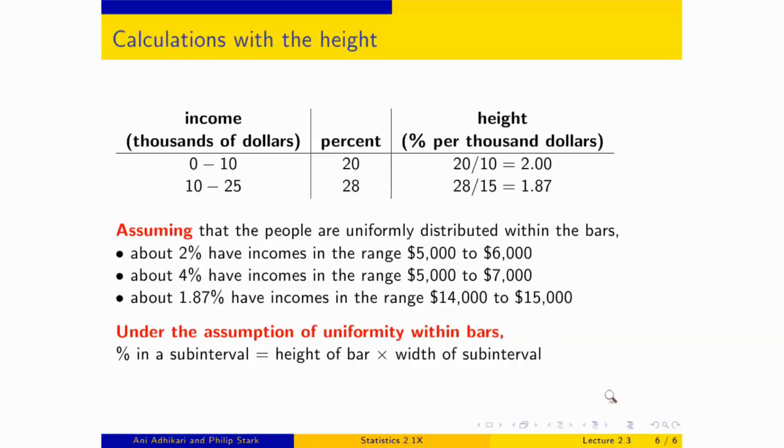Now that's really not rocket science. The percent is an area. It's the area of a rectangle, and so its area is the height of the rectangle times the width of the rectangle. No big surprise. In the next section, we'll use this calculation to estimate what are known as percentiles of the data.